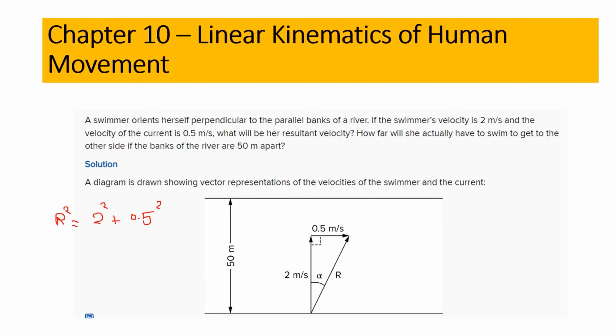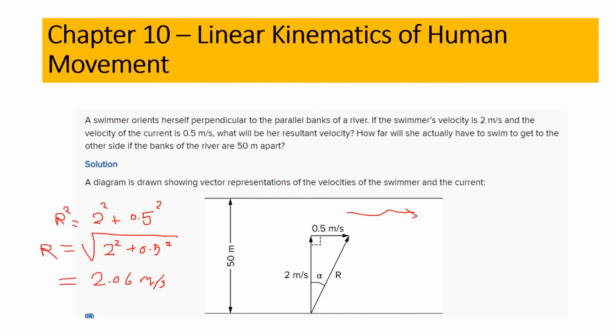Right? You need to make sure that you're drawing this correctly. Remember, 2 meters per second is the speed of the swimmer, and that's a vector, so that should be directed in one direction. And you assume that the current is going in that direction. That's 0.5 meters per second. So r is this one. If you want to find r, it's going to be the square root of 2 squared plus 0.5 squared. How much is that? 2.06 meters per second.